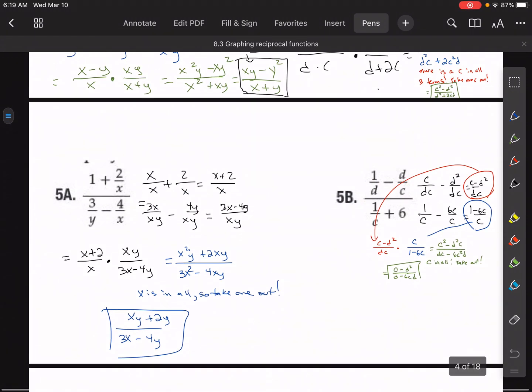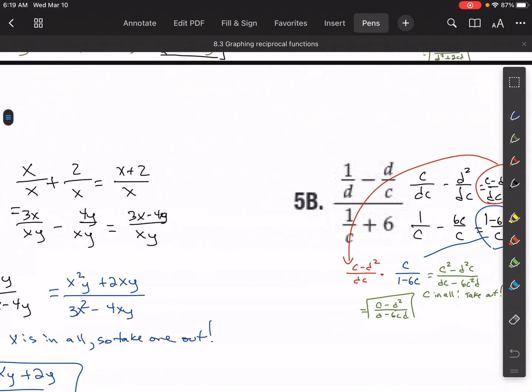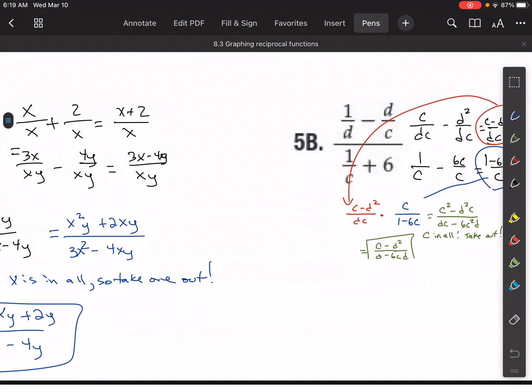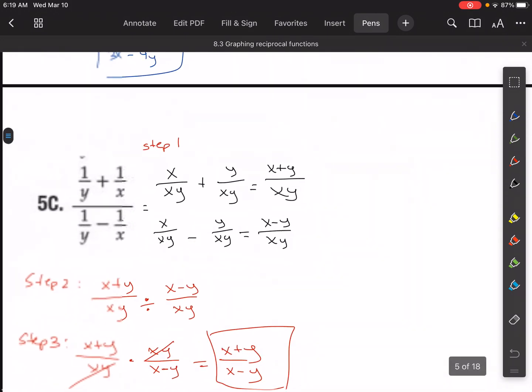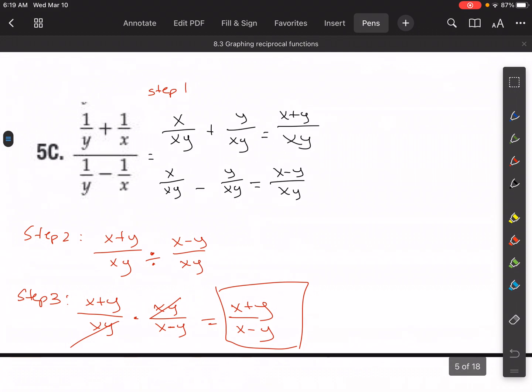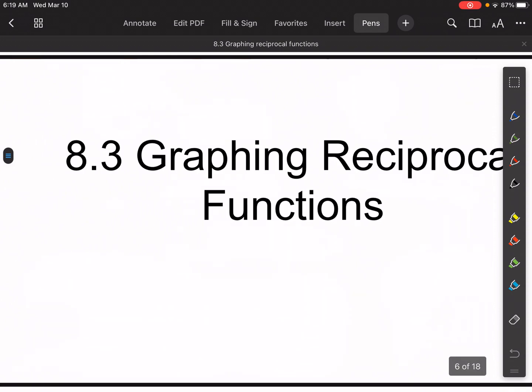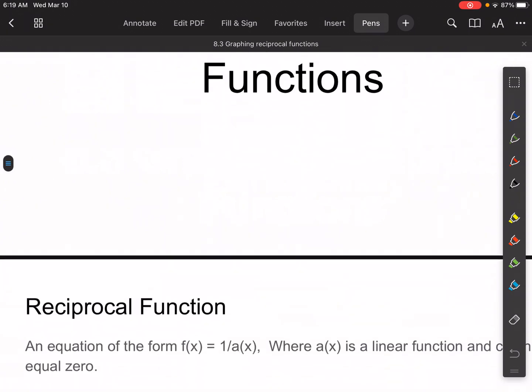All right, guys. Hey, so just wrapping up 8.2. Just in case people wanted to see how I worked some of the last few problems here, because I don't think I did 5B or 5C. You could pause the video and work through those steps if you think you need them. But anyway, we're going to cruise on to 8.3, graphing reciprocal functions.